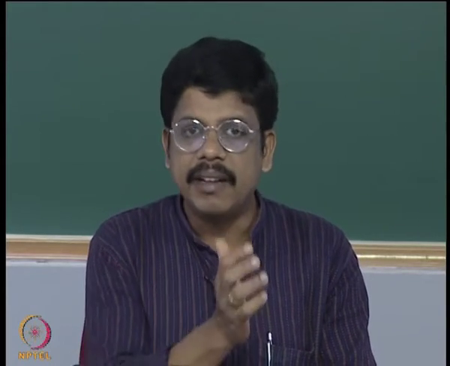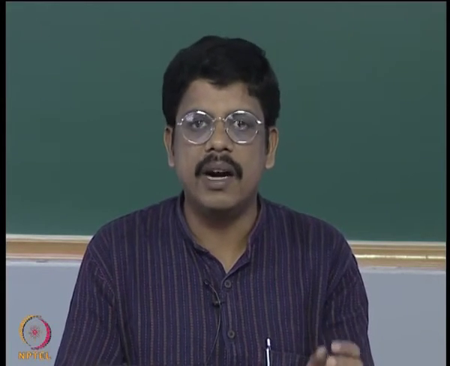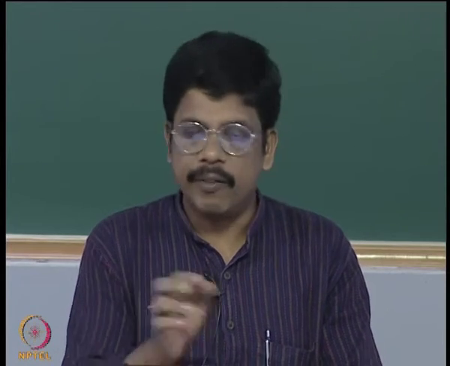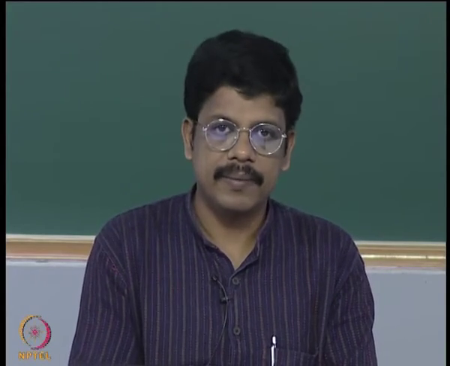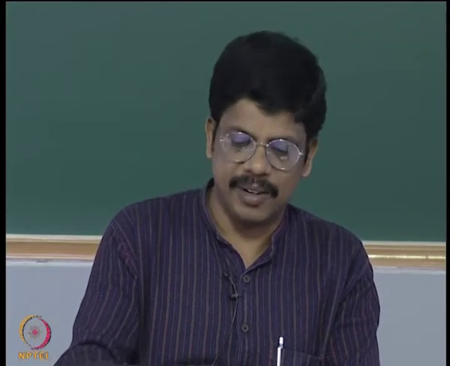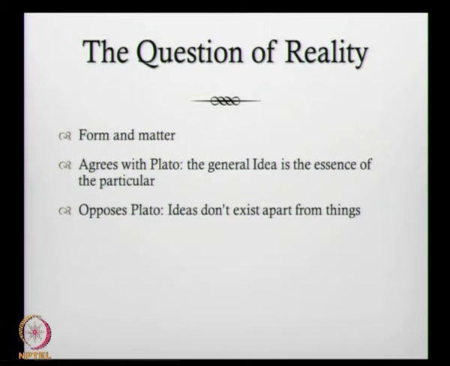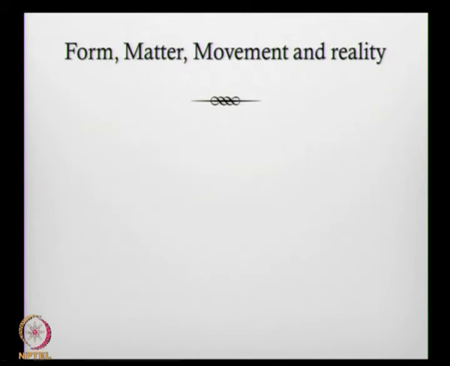This is what Plato says, but at the same time Aristotle radically differs from his teacher, because for Plato these two things are different, and the particular object is actually a shadow, it is basically unreal. But for Aristotle, as we have seen in the previous lecture, both form and matter are real, both the universal and the particular are real. Actually the universal inheres in the particular, that is where he opposes Plato. Ideas do not exist apart from things; the idea is inherent or immanent in the thing, it is its form and cannot be separated from it except by abstraction. All these things we have seen in the previous lecture in a different way.